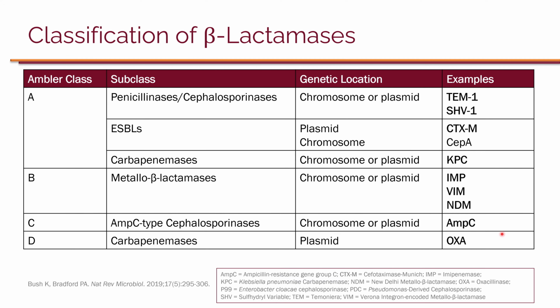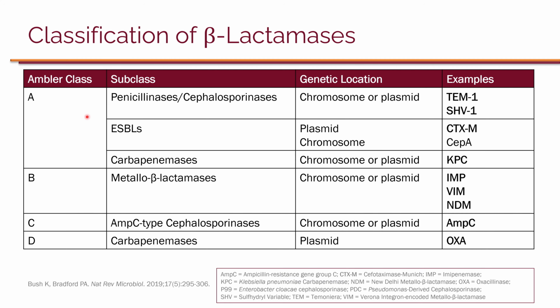Now, there are hundreds of beta-lactamases out there. So it's really difficult to study and see what's clinically significant. So the Ambler molecular classification of beta-lactamases, which was introduced back in 1969, is not perfect, but it's perhaps one of the simplest ways to look at beta-lactamases, because it essentially breaks them into four classes. So class A, class B, class C, and class D.